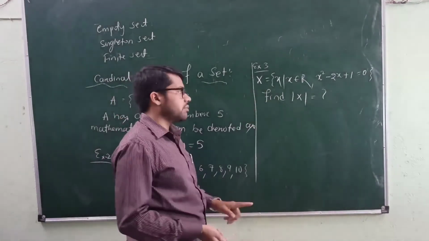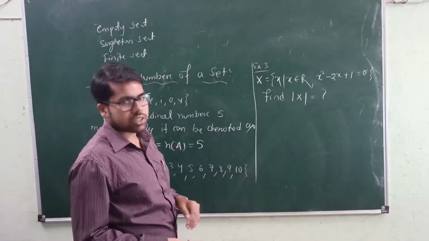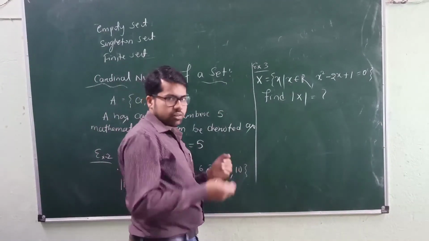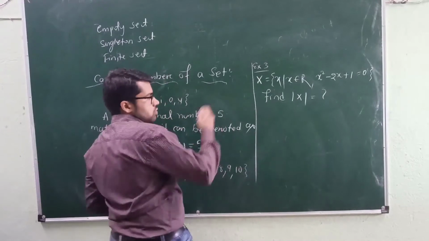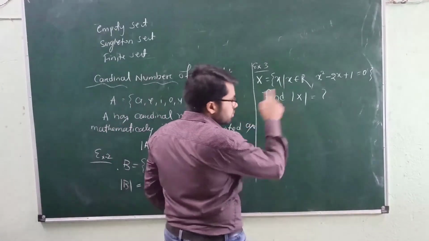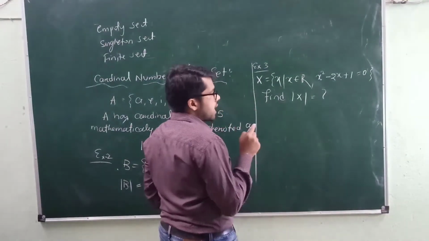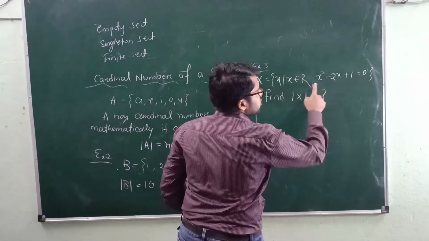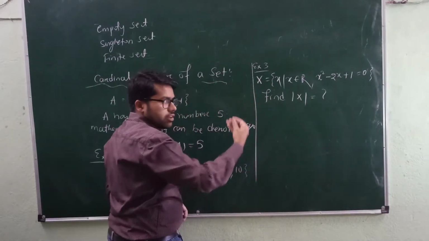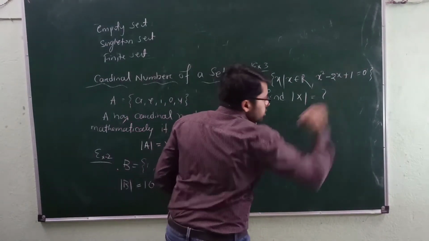So the first step is you have to convert the set into listing format, then only you will be able to count the number of elements. So first try to write the set in listing format. To write the set in listing format, we should know what are the values of x for which this equation is satisfied. That means the values of x for which LHS is equal to RHS.